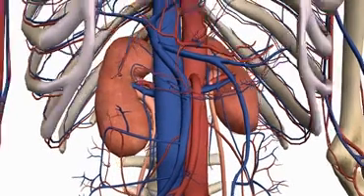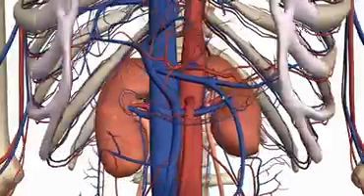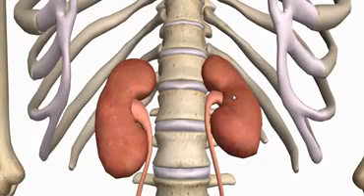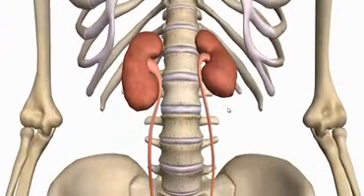On this model it's not demonstrated that well. They're shown just sticking onto this side of the kidney, but they actually enter medially into this vertical little slit into the inside of the kidney, and this is called the hilum. The hilum lies at vertebral level L1, so this is the L1 vertebra.